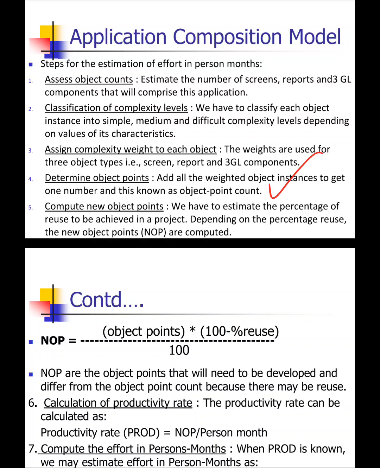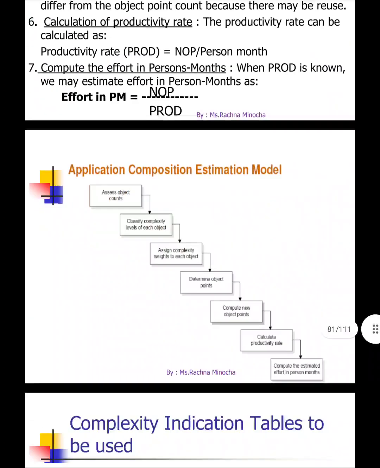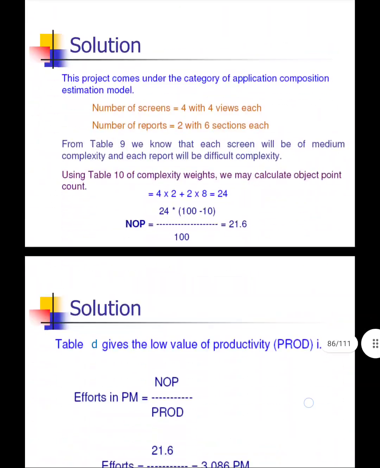Now we compute the new object point. How to compute the new object point? The object points that we have calculated, 24 into 100 minus the percentage of reuse. So 100 minus how much percentage was given in the question? 10. So 100 minus 10 would be 90. So we will calculate 24 into 90 divided by 100. So that comes out to be 21.6.